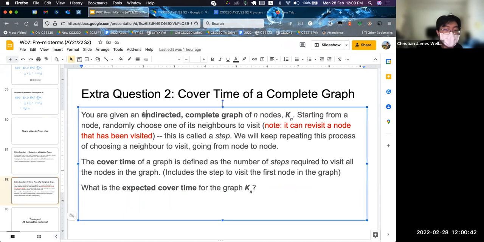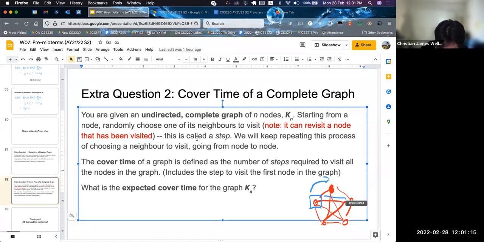So what happens is that you're given an undirected complete graph. So let's say a complete graph of 5 nodes. Recall a complete graph is one where all the edges are present. So you have 5 nodes, and these are all the edges. Starting from a node, randomly choose one of its neighbors to visit. It doesn't matter which node you start from; maybe you can imagine you choose one of the nodes randomly. Randomly choose one of its neighbors to visit. So here, let's say we choose this node. It can go to anywhere. It can go to here, here, here, or here. There are 4 possibilities for it to go.